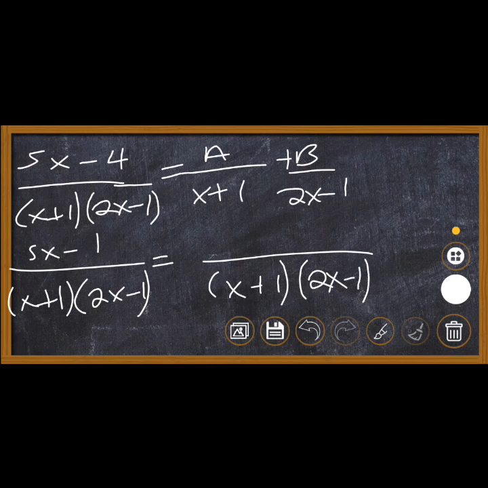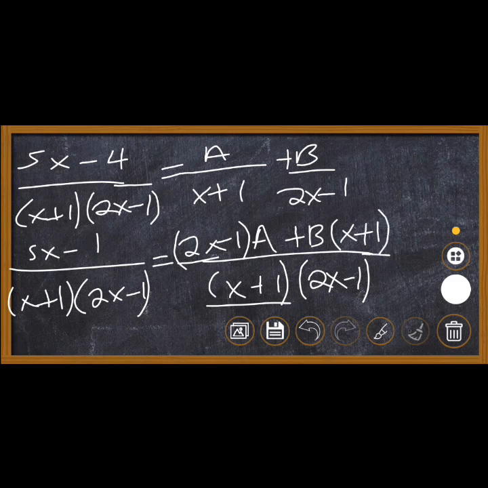When we divide this x plus 1 into this fraction, of course we know this and that will cancel. So we are just going to have 2x minus 1, multiplied by a. Then plus, when we divide 2x minus 1 in here, this and that cancel, so we remain with x plus 1. So it's going to be b(x + 1). Okay, so we have that.